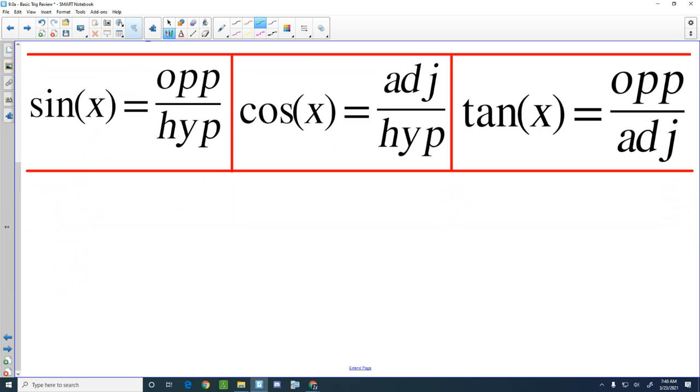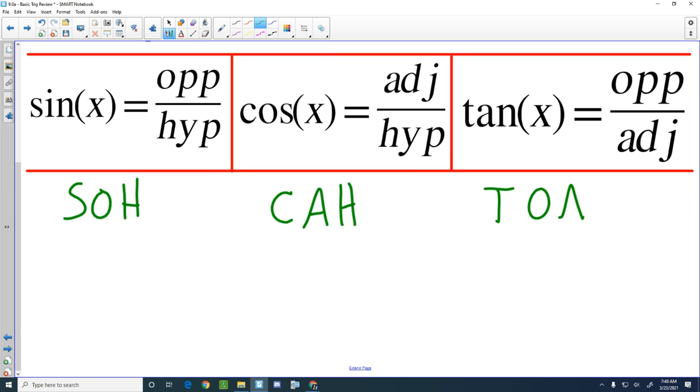The little mnemonic device that we use to remember each of these ratios is a little phrase. SOHCAHTOA. I started off with this on the warm-up. You probably heard it last year. And SOHCAHTOA is a way to remember which trig function relates to which sides on a right triangle.